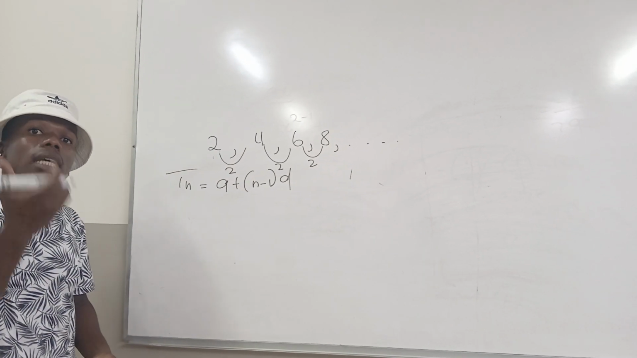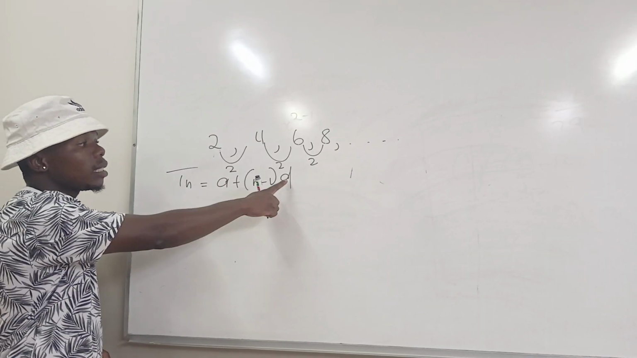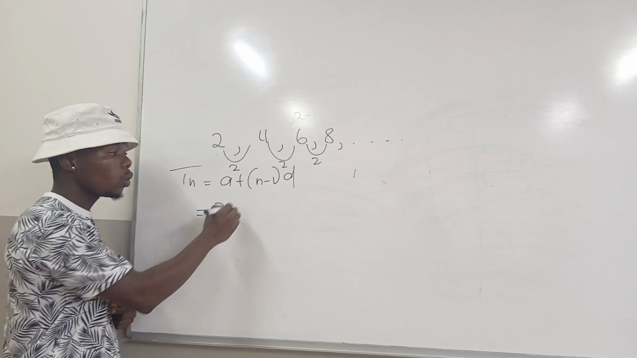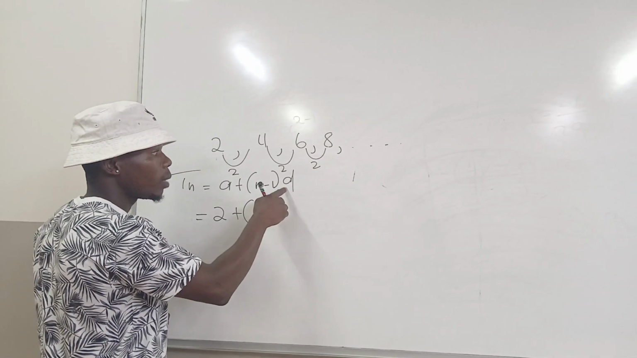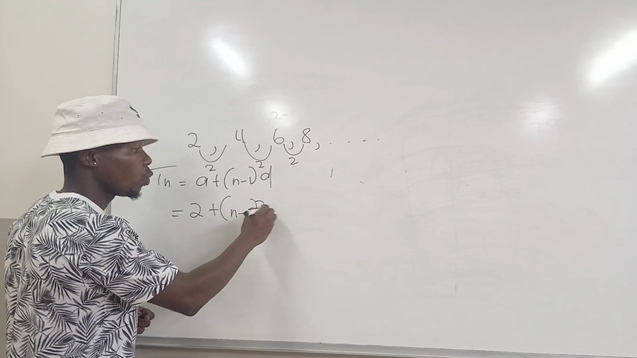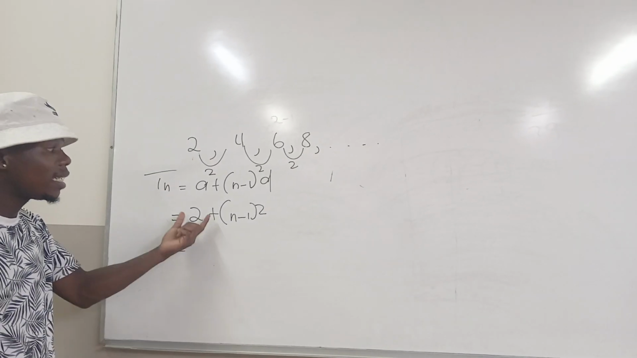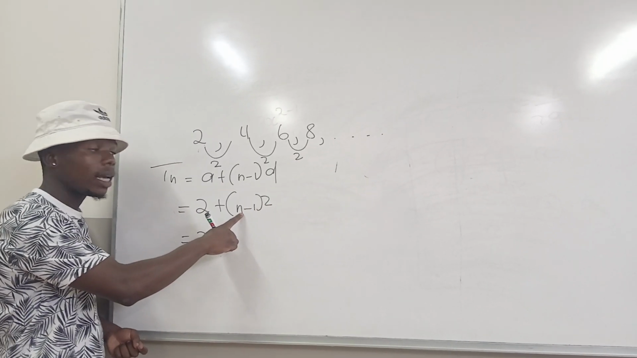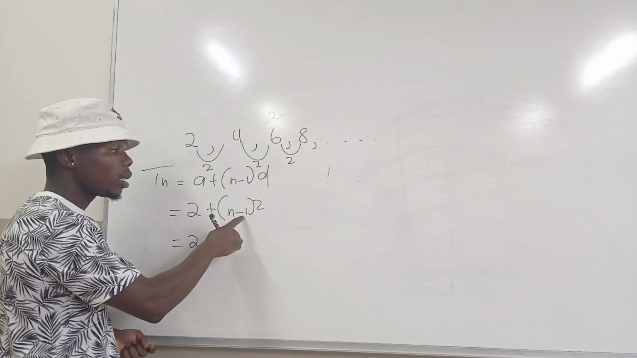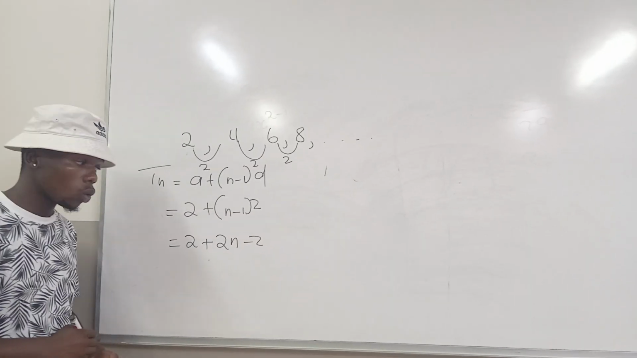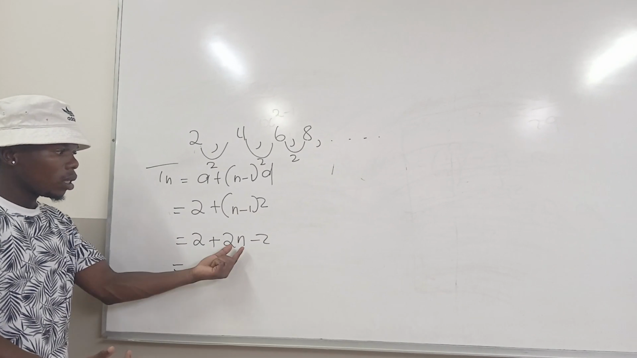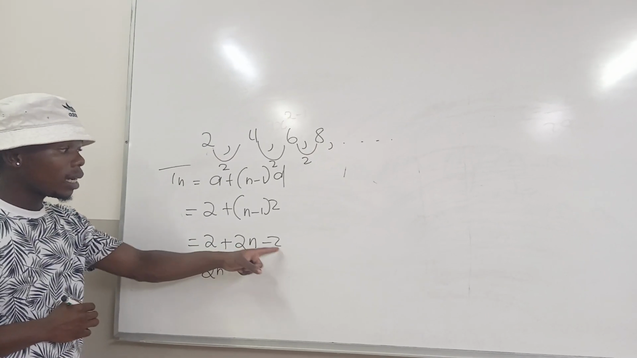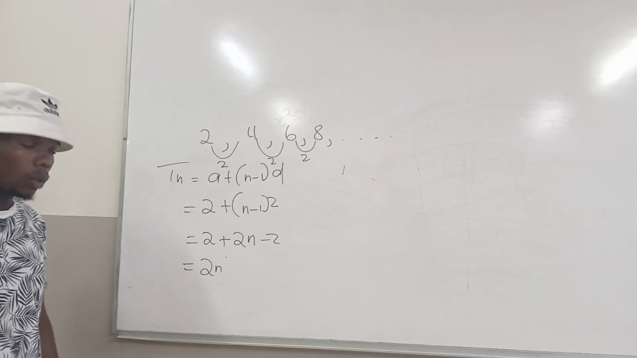The first term is 2. It means where I see A, I substitute 2. Where I see D, I substitute 2. Let's substitute: Tn equals 2 plus (n minus 1) multiplied by the difference, and my difference is 2. When you simplify this, we'll have 2 plus 2 multiplied by n, which is 2n, and 2 multiplied by minus 1, which is minus 2. Remember, I have like terms: 2 minus 2 equals 0. There's no need to write 0.